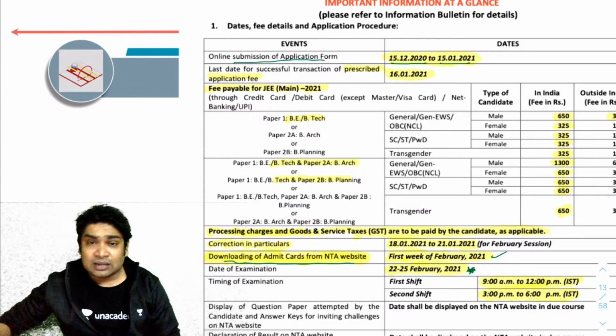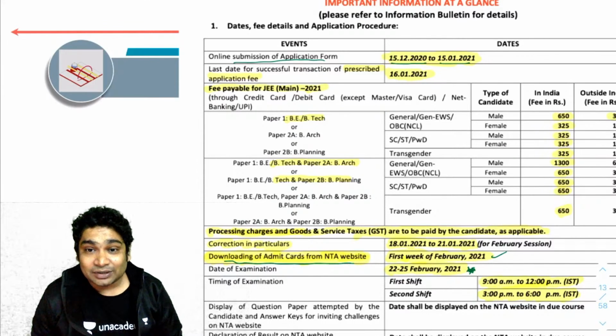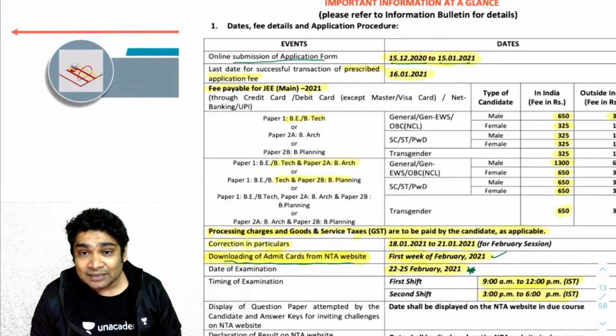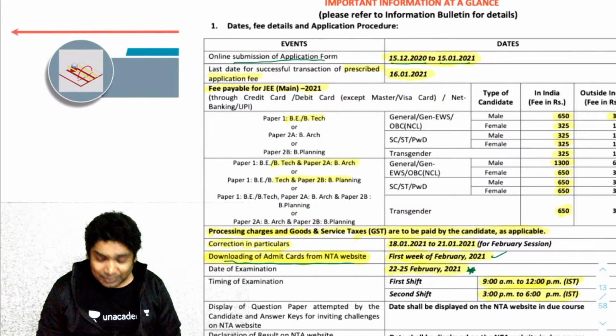Okay, so that's about the timings and the date of the exams. JEE in Feb, board exams in April, EAMCET is in May, summer RIP. Yes, so that was bound to happen in any case, right?